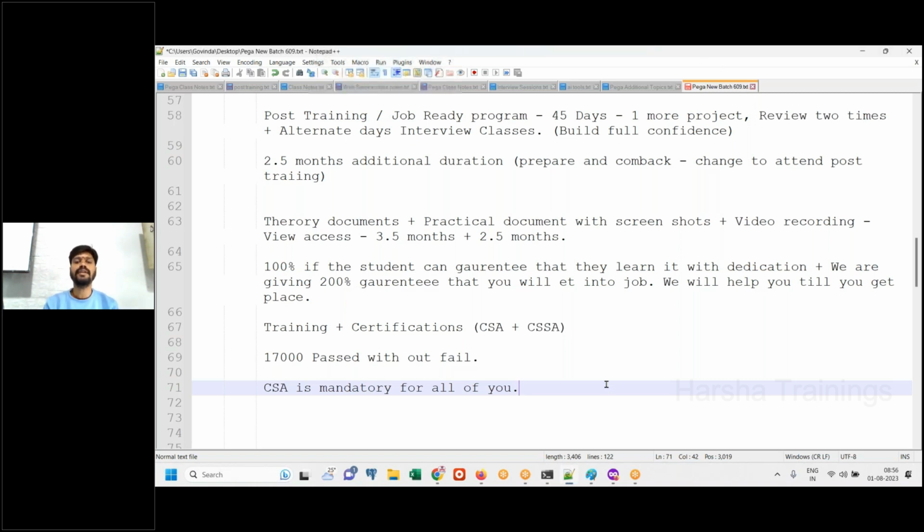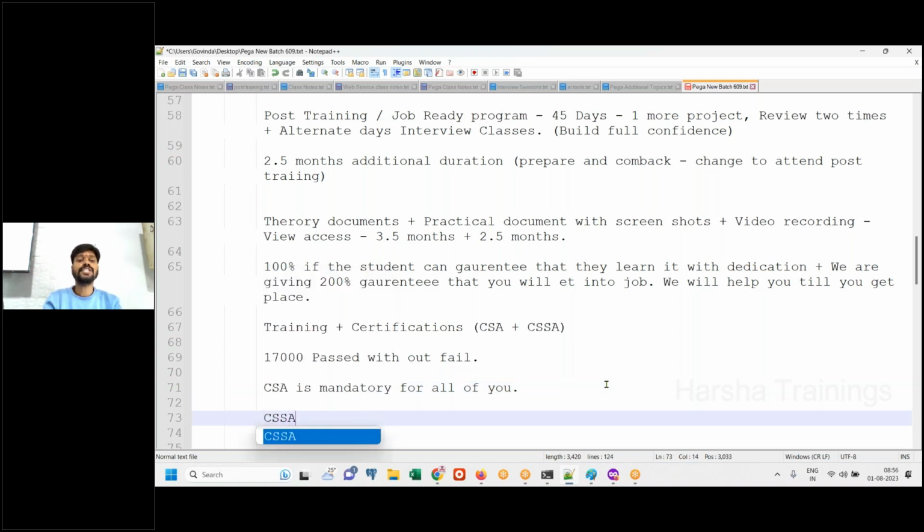Why is it mandatory? If you want to watch a movie, purchasing a ticket is mandatory. Yes or no? You want to get in, it's mandatory. Without certification, you will not be given a job. Only certified people are eligible to apply for a job. First of all, you are not getting shortlisted to apply. Clear, everyone? That's why I am saying it beforehand. So considering your finances, you have to look at this, not only training.